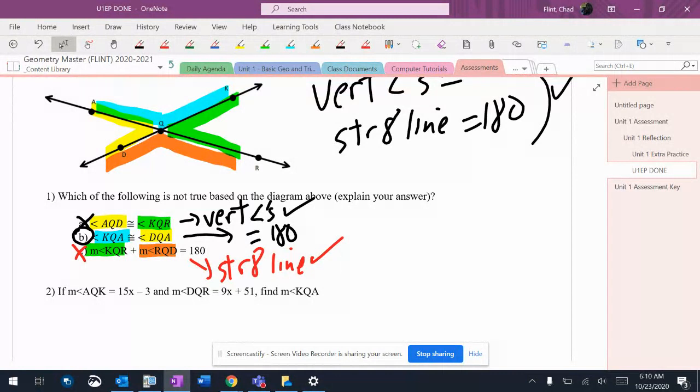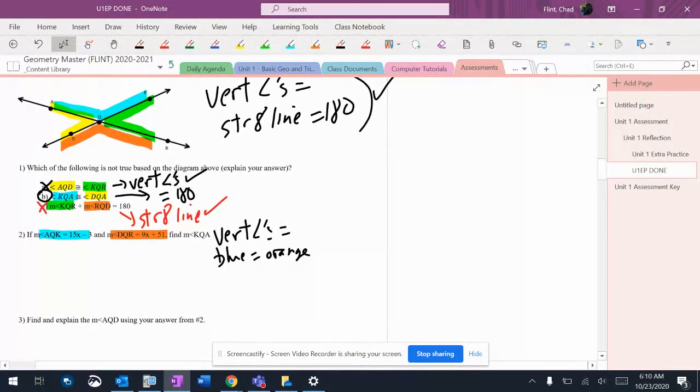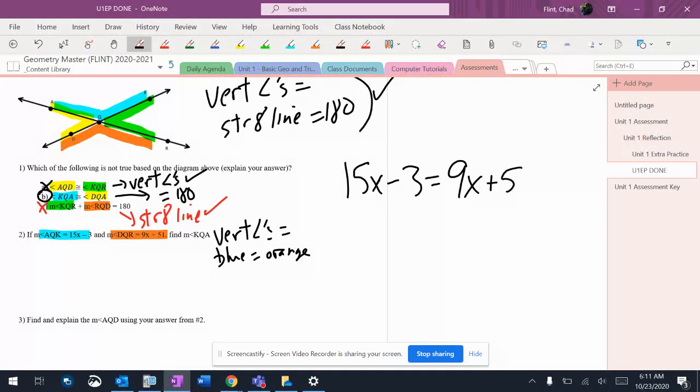Okay, AQK, that's the blue one. And DQR, that's the orange one. All right, so I got those two angles. Well, those are vertical angles. So I'm going to write vert angles are equal. And I'm going to write down blue equals orange. Okay, so I'm going to come over here and make an equation and find x like I have to do every single time. So 15x minus 3 equals 9x plus 51.